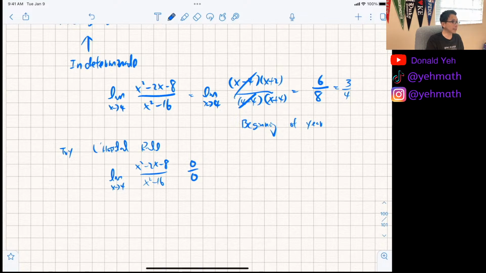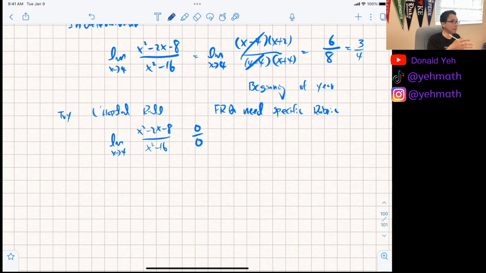Now, this is not a proper way to write it on FRQ. I'm going to teach you later. Do not write down 0 over 0 in FRQ. FRQ needs a specific rubric. Okay, but right now it's assumed that this is multiple choice.